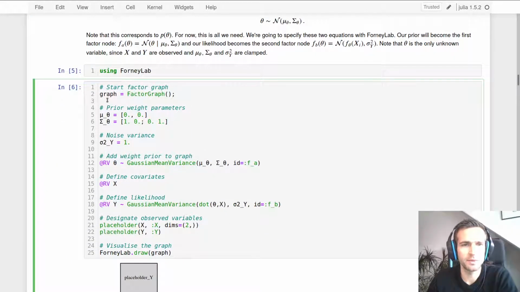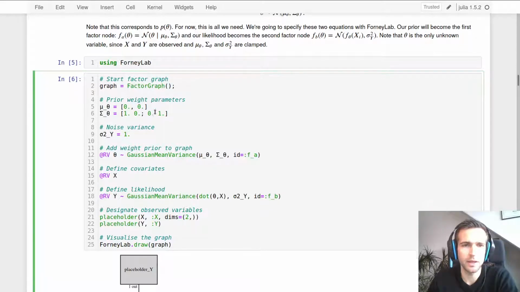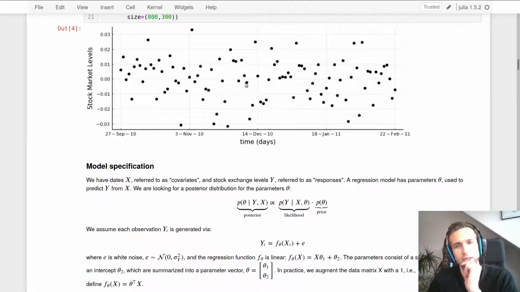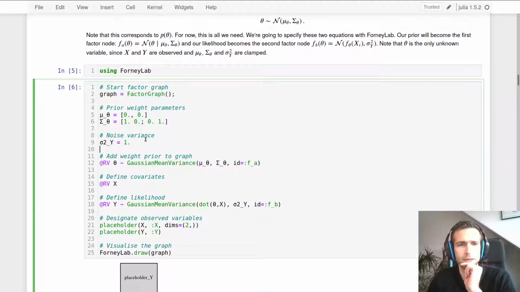If you define this model in Forney Lab, we define the prior weight parameters to be a unit Gaussian, centered at 0 with an identity covariance matrix. For now, we're setting this noise variance parameter to 1. This has not been fit on the data, so this might be a poor choice. In practice, you might want to set up another prior for this unknown variable and then infer it simultaneously. We're not going to do that here. We're just going to show how a regression model works.